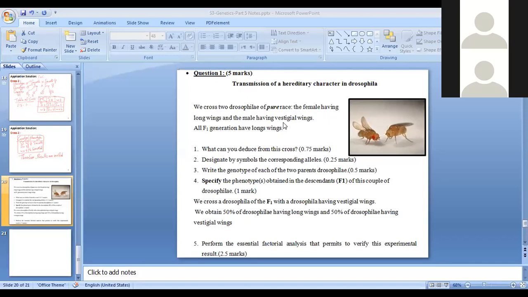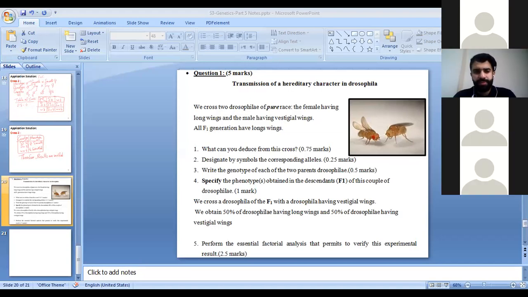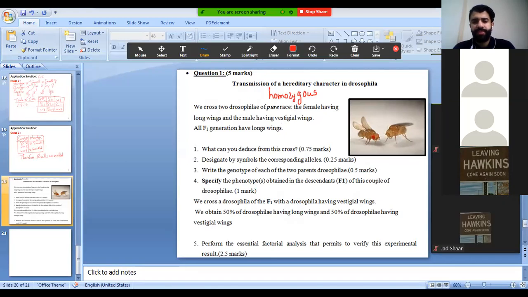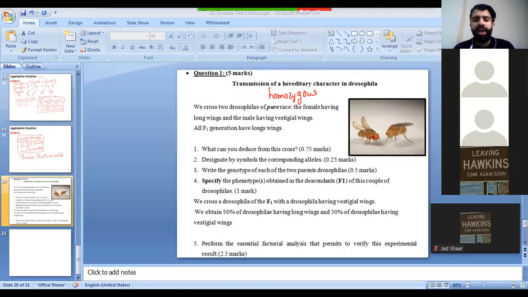Okay, Kalam, can you answer the first part? Basically, since all the F1 generation have long wings, just like one of the parents, we can deduce that the long wings allele is dominant over the vestigial wings allele, which is recessive. Very good. So since all the F1 have long wings like one of the parents, the long wings allele is dominant over the vestigial allele, which is recessive.